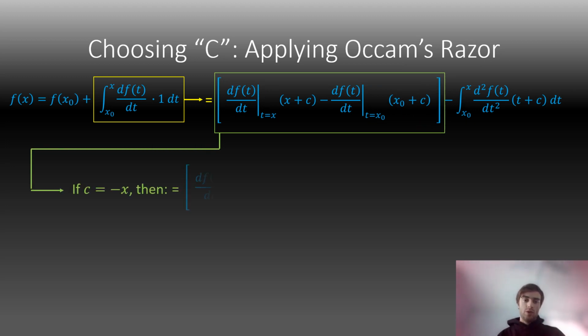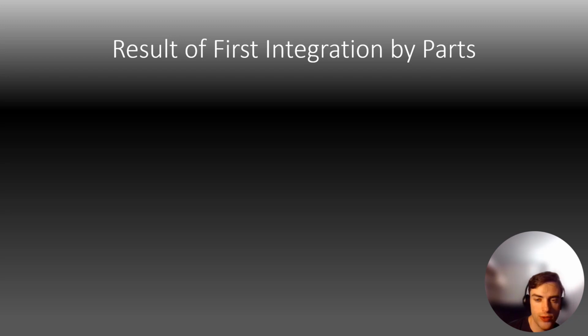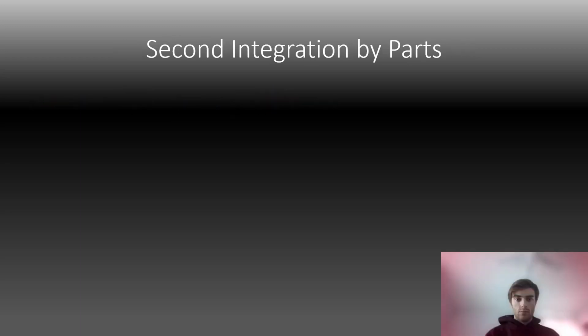And so we have this over here. The left side cancels out. And then we have this over here. And it simplifies to the derivative of f of t with respect to t, evaluated at t equal to x naught, multiplied by x minus x naught, and the c value is negative x over there too. And here's the result of the first integration by parts.